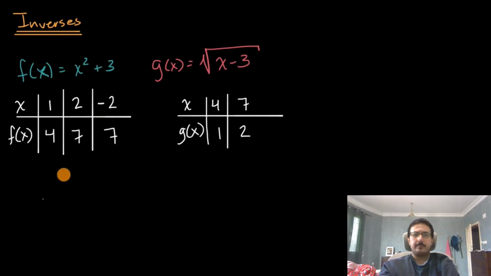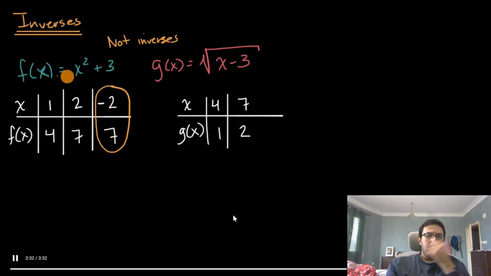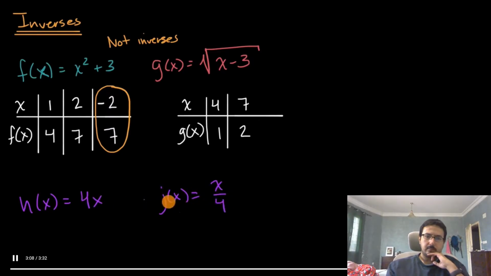So we have just found a case, and frankly any negative number that you try to use would be a case where you can show that these are not inverses of each other. So you can use specific points to determine that two functions are not inverses. But consider really simple functions: h of x is equal to 4x, and let's say that j of x is equal to x over 4. We know that these are inverses of each other.